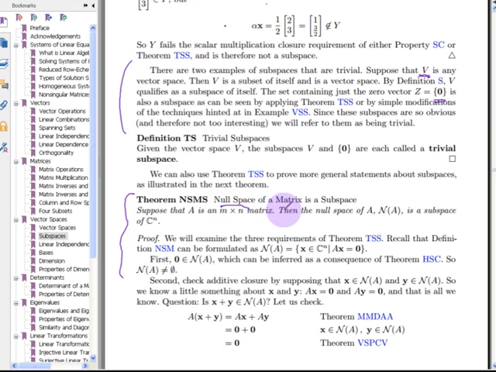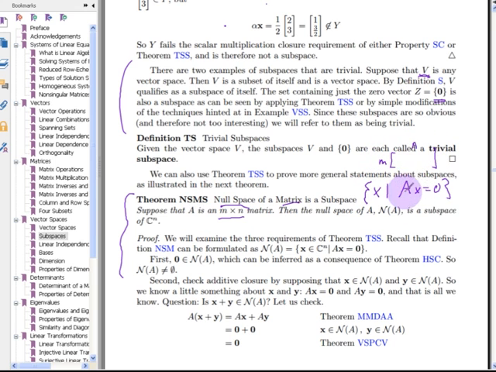We've talked about the null space of a matrix. Remember, the null space of a matrix is the set of X such that AX is equal to 0. So the null space of a matrix is not a space of matrices, it's a space of vectors. Okay? And if A is an m by n matrix, A has m rows, n columns.